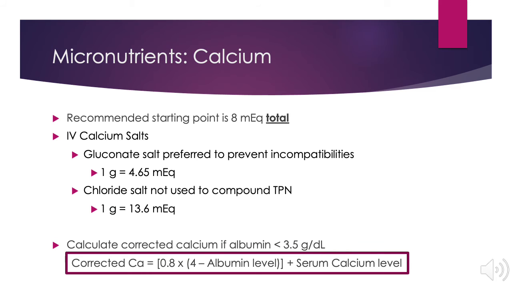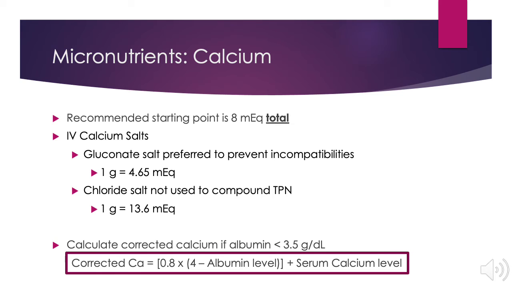Here we have the recommended starting point for calcium, and that is 8 mEq total for the whole bag. We have two salts, the IV calcium gluconate salt and the calcium chloride salt. The gluconate salt has 4.65 mEq per each 1 gram that we deliver, and the chloride salt is 3 times more potent, and it has 13.6 mEq of calcium for every 1 gram.